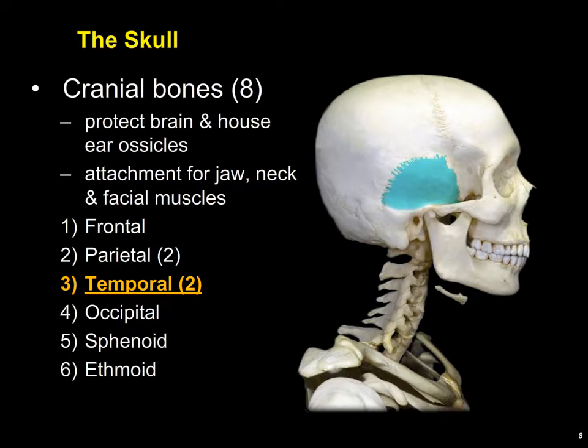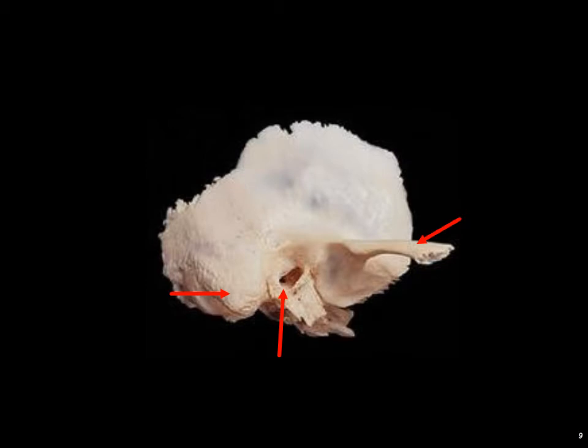The next cranial bone is something called the temporal bone. As the name implies, the temporal bone is found in the temporal region. And this is a very important bone because it protects the side of the head, and it also forms a joint with the lower jaw called the temporomandibular joint. The temporal bone is a very complex bone. That is, it's a bone that has several different parts.